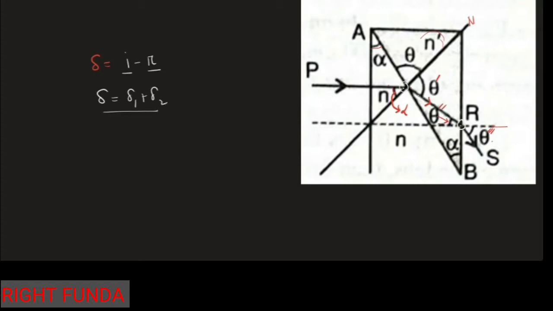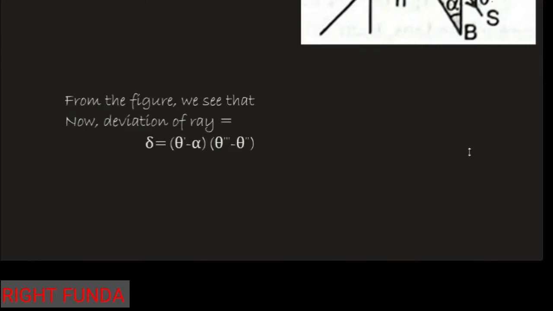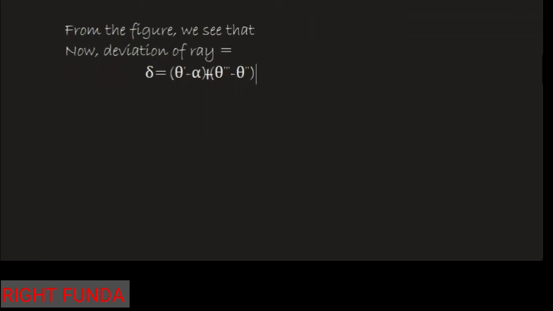What is the angle of refraction in the first case? It is theta dash, because we are going from denser to rarer medium. So here we take the modulus, whichever is greater. Theta dash is greater than alpha. So the first deviation is theta dash minus alpha, and the second is theta triple dash minus theta double dash. So we can write the angle of deviation as theta dash minus alpha plus theta triple dash minus theta double dash. This is my angle of deviation.